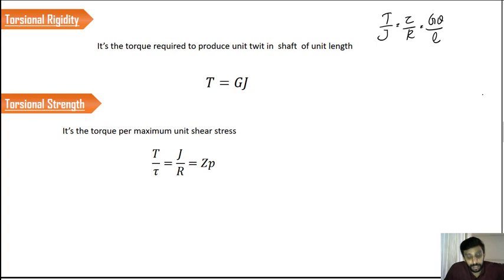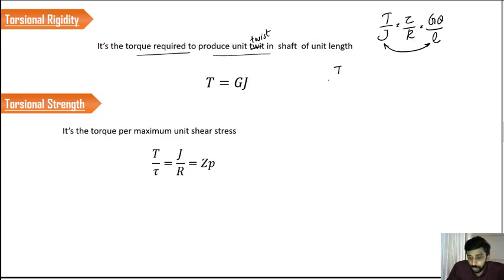So torsional rigidity is nothing but the torque required to produce a unit twist in the shaft of unit length. So if you take the first and last terms, because you can expect a question with all these terms, because all these terms are measurable. So the problems that come under torsion can be with any variables. It's not like what we solve for the bending.